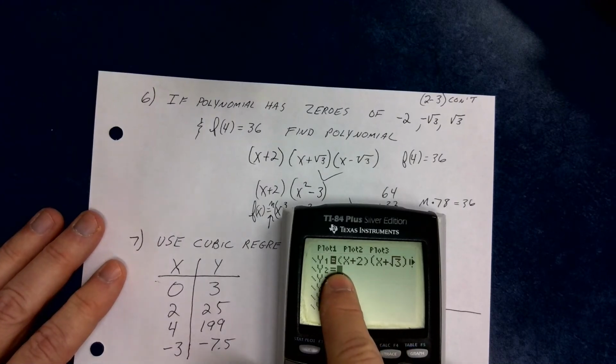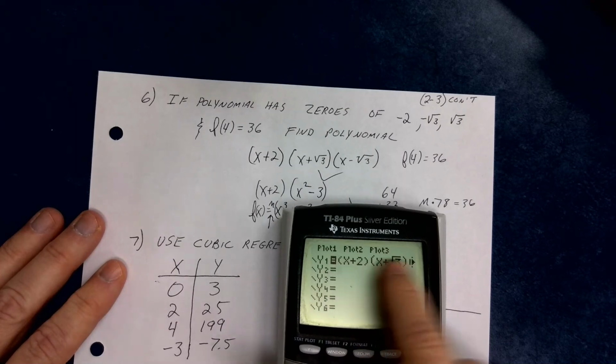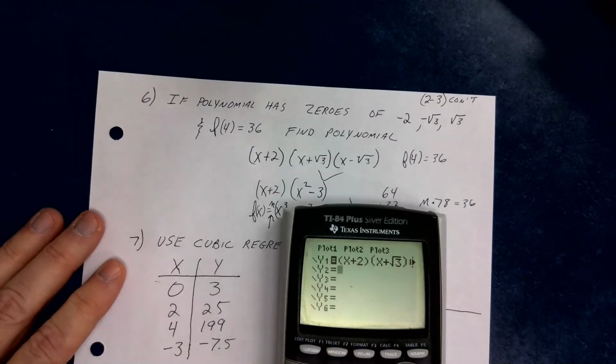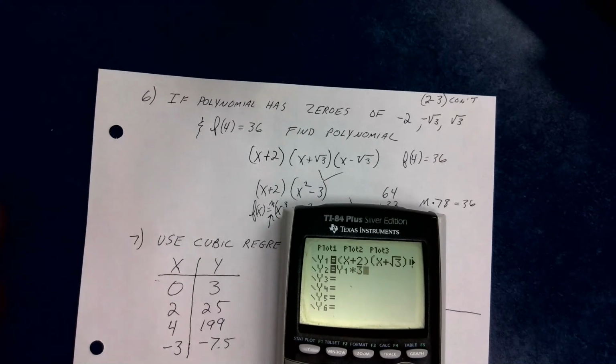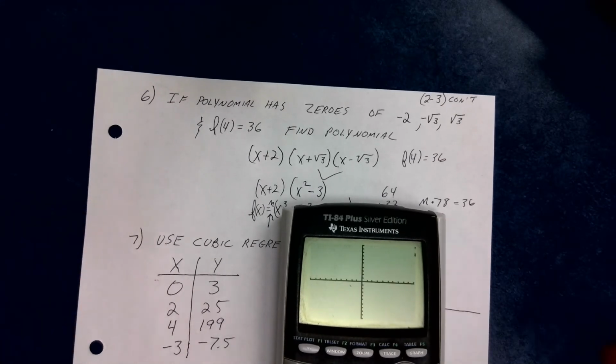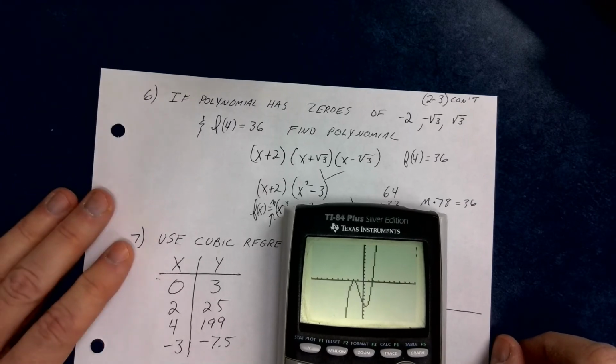This is kind of cool. Let me do this. I'm going to keep these the same. So I'm going to go vars, y vars, function, y1. And I'm going to multiply this by a random number, like 3. And I want you to see what's going on. So there's my original one. And here's my next one.